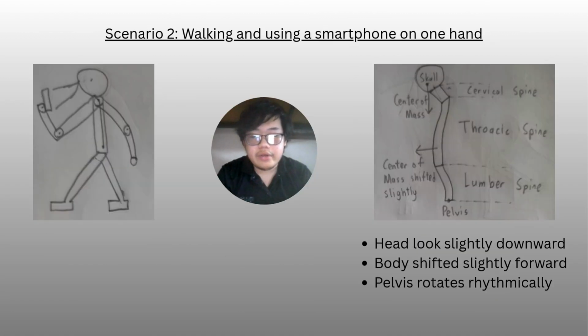In this second scenario, the person is walking normally. His left arm is swinging as a person normally would when walking. His other arm is holding his phone in front of his torso. His head looks slightly downward to look at the phone screen. This causes the cervical spine to flex as the head's center of mass is shifted forward, creating an increased moment acting on the neck. With the hand holding the phone, this causes slight thoracic flexion as the body's center of mass is slightly shifted anteriorly. The pelvis rotates in a cycle in tandem with the walking motion, while the lumbar spine stabilizes the balancing of the body.